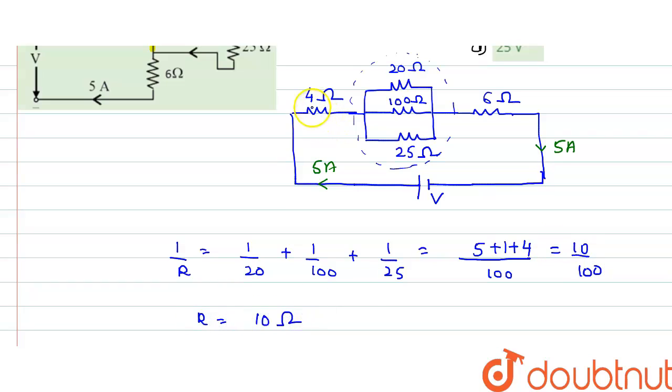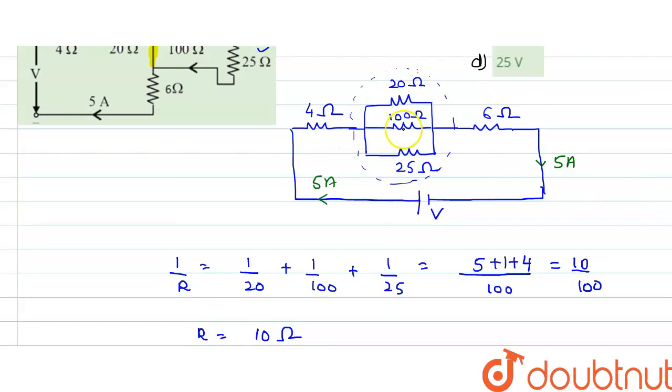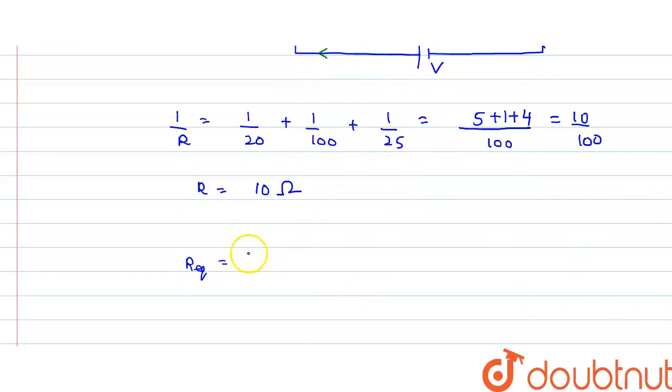Now this 10 ohm would be in series with this 4 ohm and this 6 ohm. So what would be the R equivalent? R equivalent for the circuit, because in series we can directly add the resistances, would be 4 plus 10 plus 6, which equals 20 ohm.